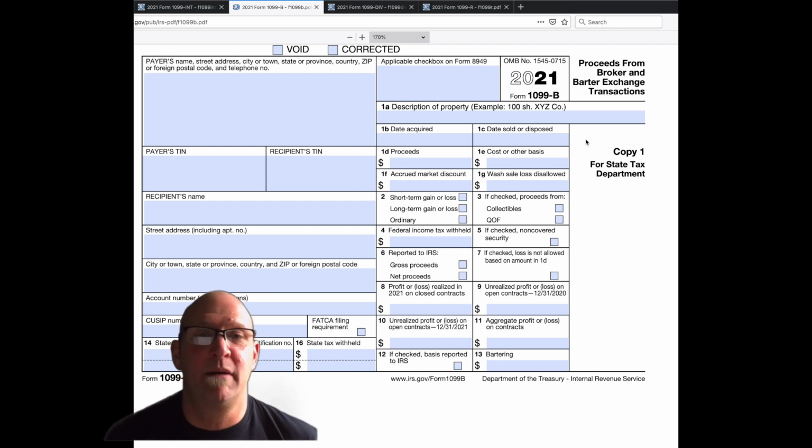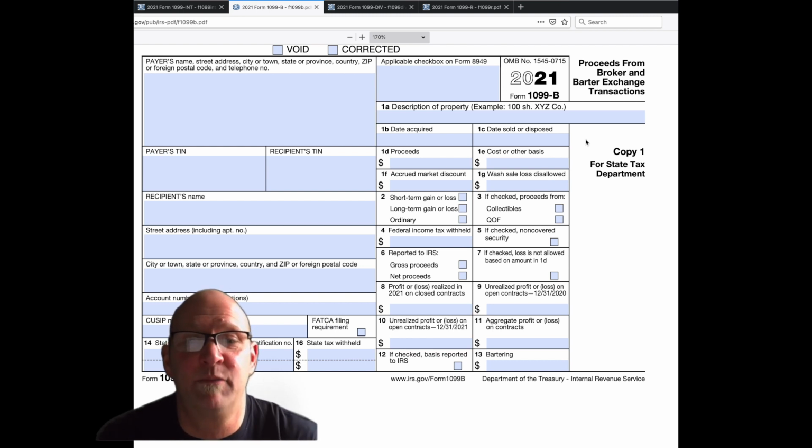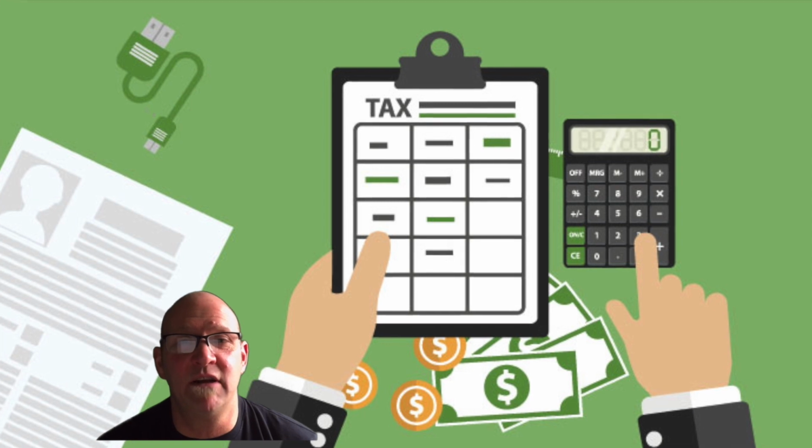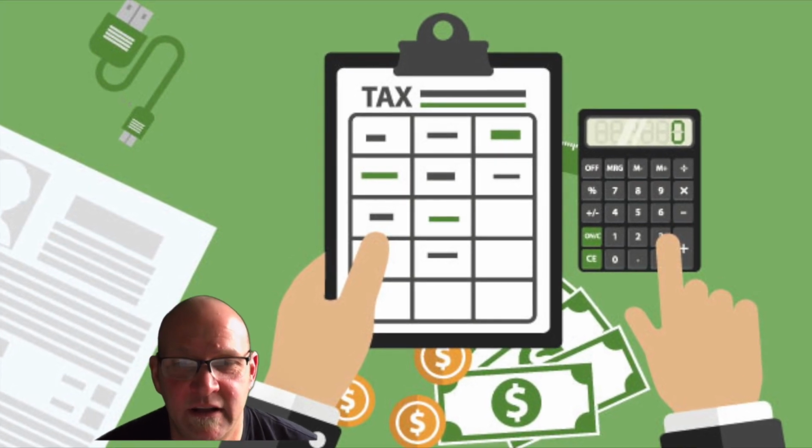Remember, if you sell a stock before a year, it's considered a short-term capital gain and it's taxed as ordinary income. Now, if you hold that for a year and a day, it becomes a long-term capital gain and it's taxed at a lower rate of, in some cases, 0, but usually 15 or 20% respectively. So cheaper than what you would pay for ordinary income.